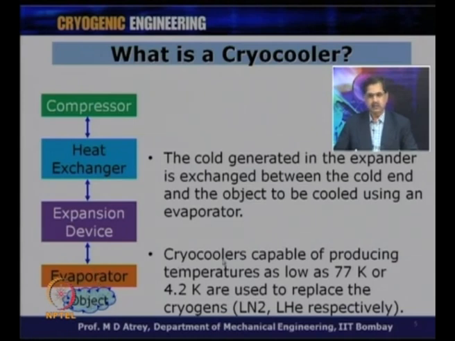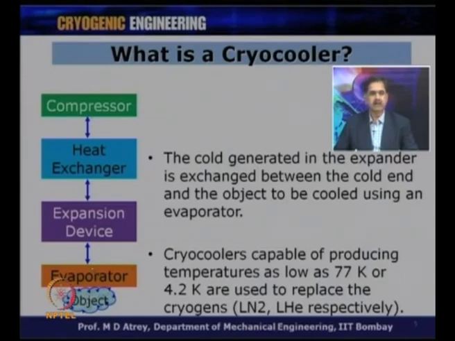So, cryocoolers are capable of producing temperatures as low as 77 Kelvin or below 4.2 Kelvin, not only 4.2 Kelvin, but below 4.2 Kelvin, and they will be used to replace the cryogen. At many places you can't go for liquid nitrogen or liquid helium or liquid hydrogen, because of the availability and because these cryogens cannot reach there in time. So, what do we do? We use a cryocooler.